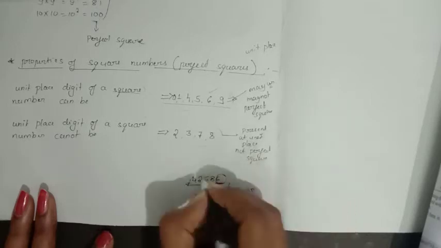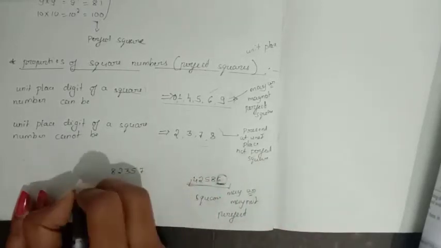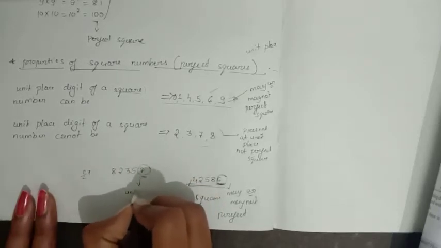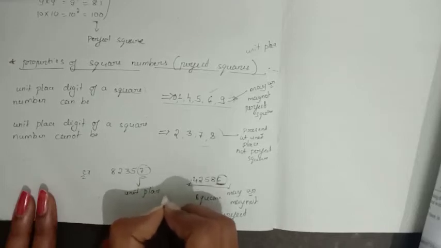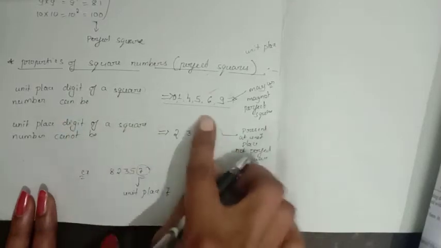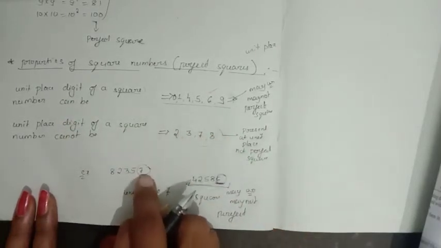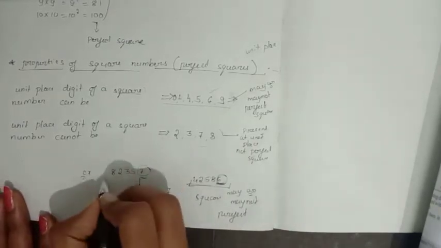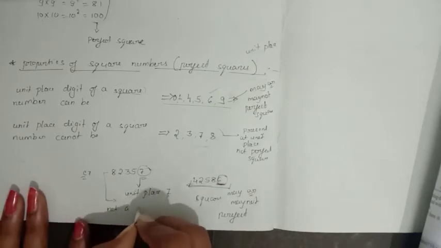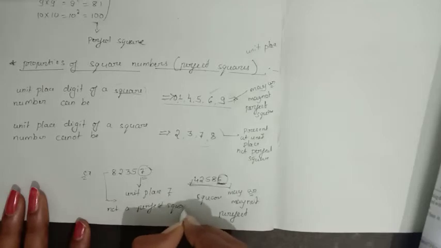So for example, if the number is 82357, what is the unit place here? The unit place is 7. So if the unit place is 7, then as we know from this, if 2, 3, 7, or 8, any one of these numbers is at the unit place, that means this number is not a perfect square. So this is the property which will help.